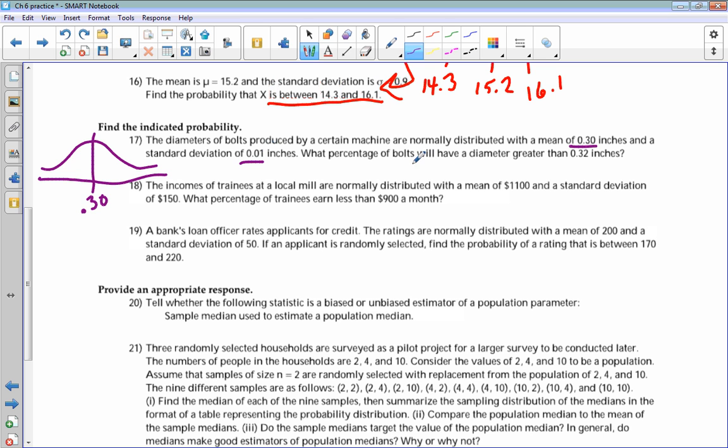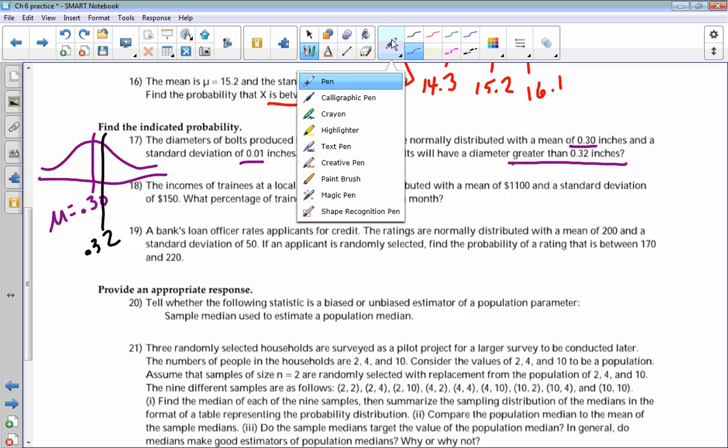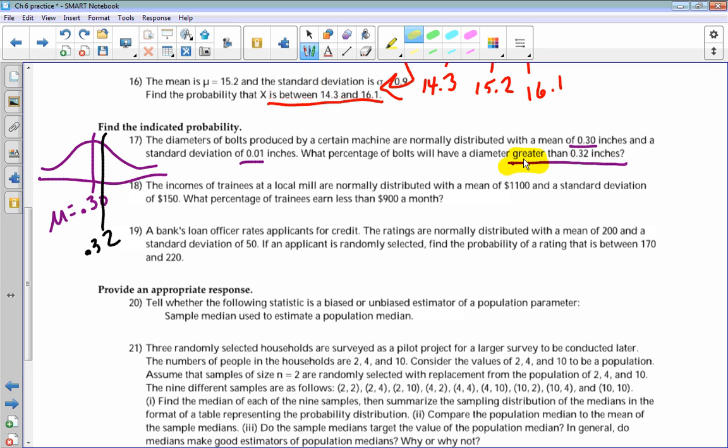The percentage of bolts, I want to have a diameter greater than 0.32 inches. 0.32 inches is bigger than 0.30 inches, so I know it's going to be somewhere here, 0.32. Because this is mu, that's the same as saying mu is at 0. So I know that I'm at my big end here. I want greater than, so the area that I want is here.